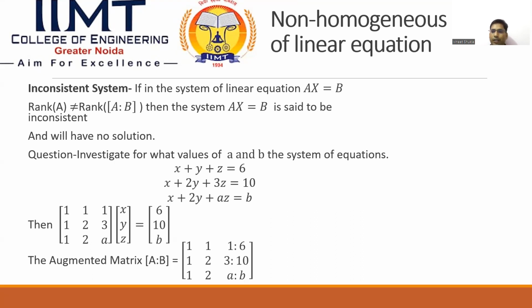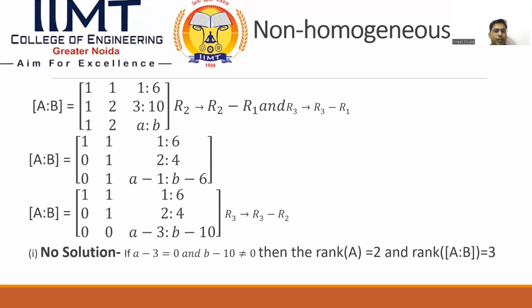Now we form the augmented matrix and then reduce it to an upper triangular matrix. To reduce it, we apply row elementary operations: row 2 minus row 1 and row 3 minus row 1. Therefore, we get the matrix 1 1 1 | 6, 0 1 2 | 4, 0 1 a minus 1 | b minus 6. Then we apply row 3 minus row 2 and we get the matrix 1 1 1 | 6, 0 1 2 | 4, and 0 0 a minus 3 | b minus 10.